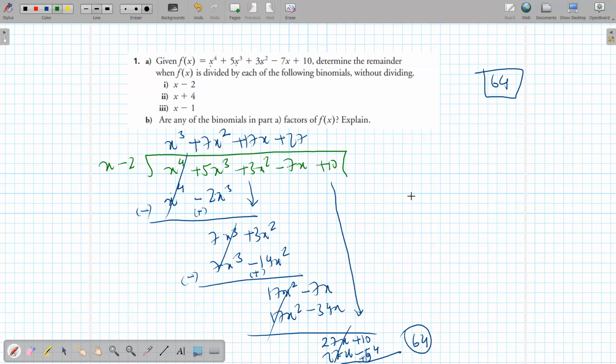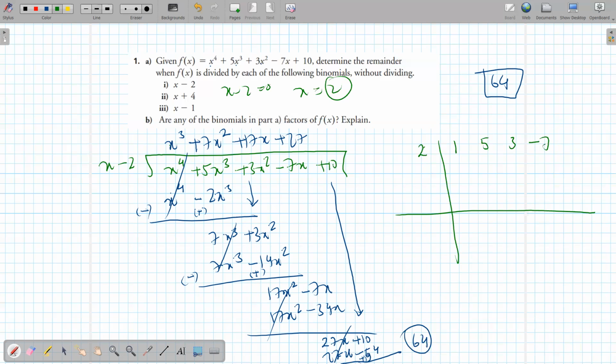Now let's try doing this using synthetic division. Again, synthetic division uses the k value. The k value comes up here. We know the k value for this one, x minus 2, is 2. So put a 2 here, and you're going to write all the coefficients here in descending order of their degrees. So 1, 5, 3, negative 7, 10. How do we do synthetic division? This is how it works. You see this first number here? You bring this down as it is.